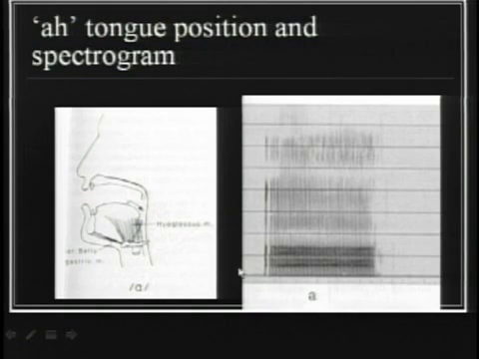So we can see that compared to the E, F1 for ah is shifted upward, and F2 for ah is very, very low. So again, this is a characteristic quantal vowel. It doesn't look like any other vowel we have.